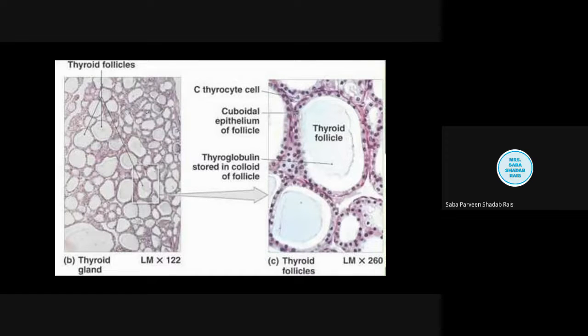I told you that both the cells are different in origin. This follicular cell, or the principal cell, is derived from the thyroglossal duct. I repeat, the follicular cell of the thyroid gland is derived from the thyroglossal duct. Students, am I clearly audible? Yes, ma'am. Okay. So what is this thyroglossal duct? It is an outgrowth from the floor of the primitive pharynx.